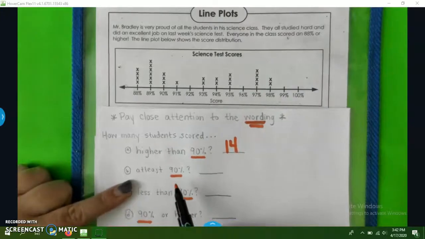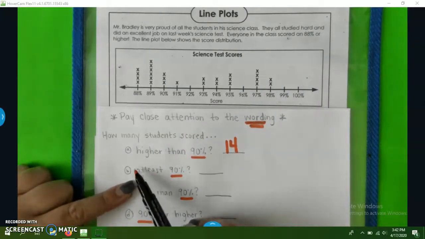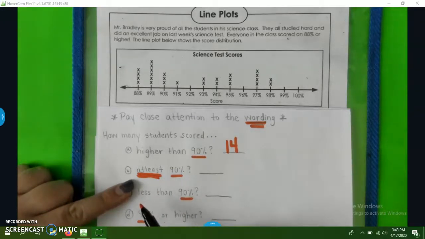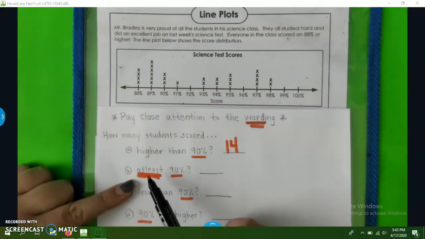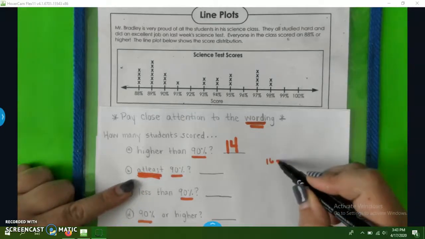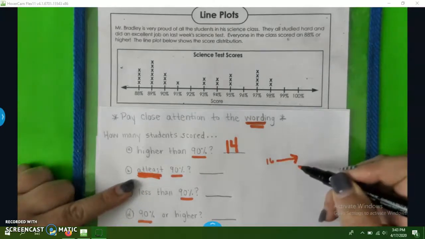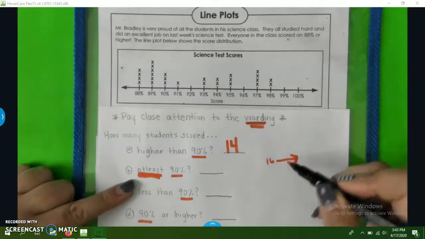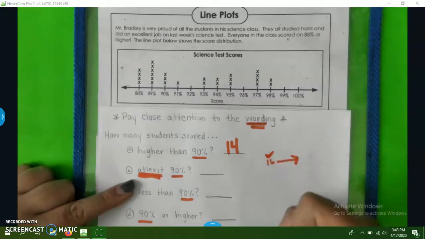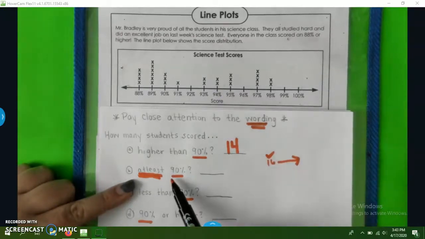At least 90. This word right here gives 5th graders a lot of trouble. If I say you have to be at least 16 to drive a car, the lowest you can be is 16, but you can be as old as possible. So you can always be greater than 16. But if I say at least 16 to drive a car, then yes, you can drive it when you're 16. And that's how we want to look at this type of question.